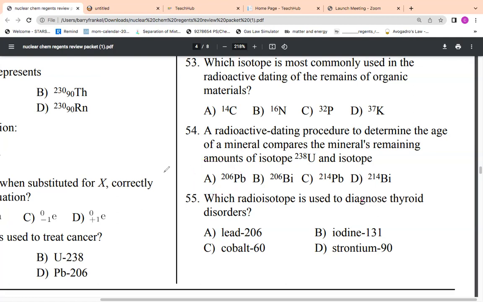55. Which radioisotope is used to diagnose thyroid disorders? And this one would be iodine-131. Again, this is all just memorization. And this comes right from 5.7.